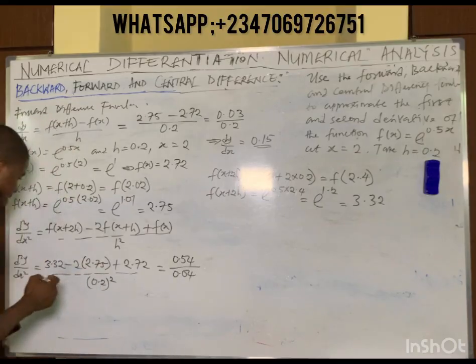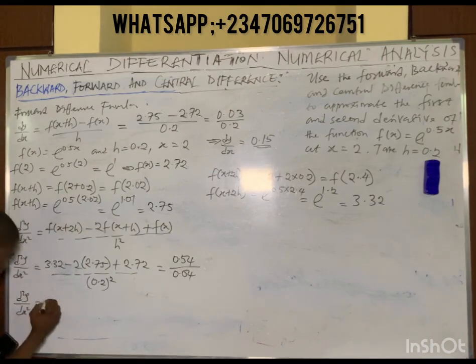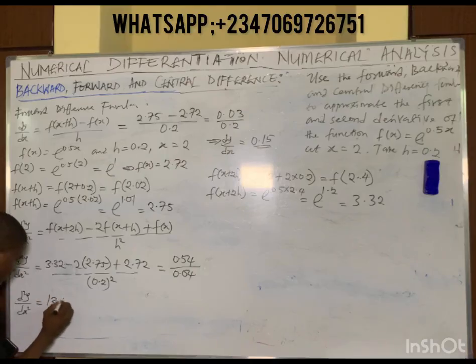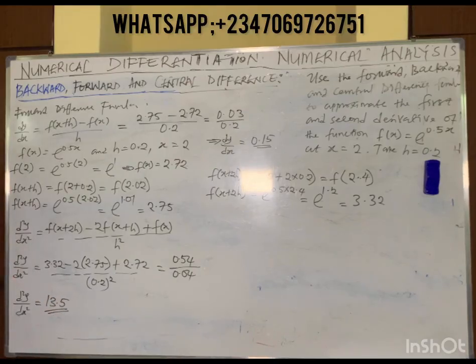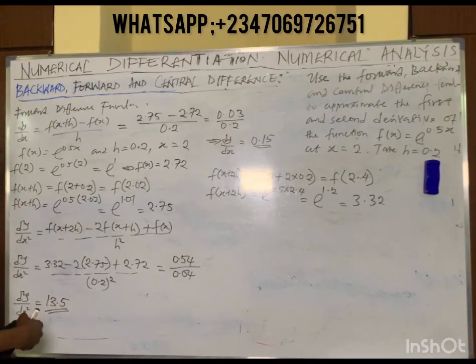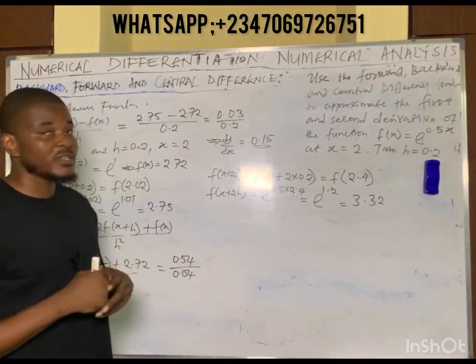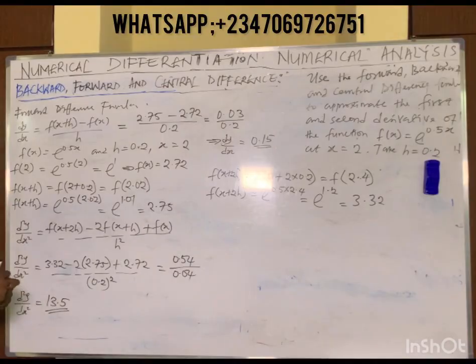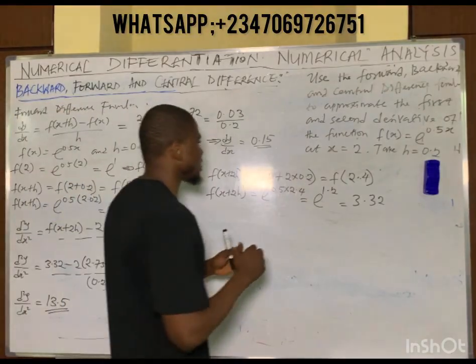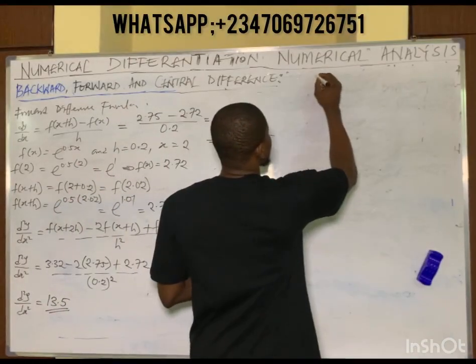So this simply implies that the double derivative, d squared y all over dx squared of that given function, is 13.5. And that becomes the answer using the forward difference method. Okay, so next we'll move into using the backward difference approximation to see what that result will give to us. Let's do that here.